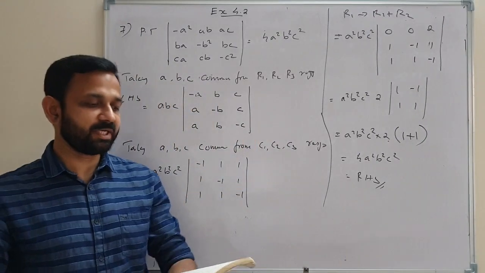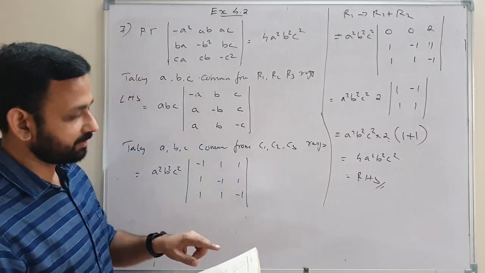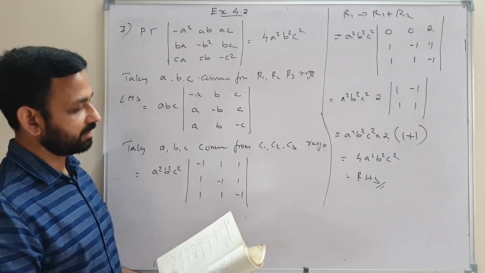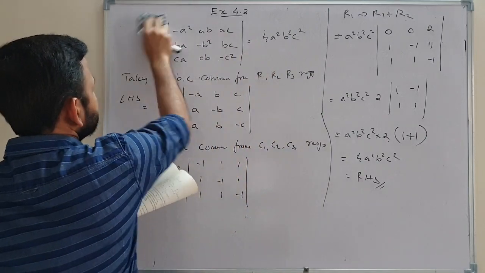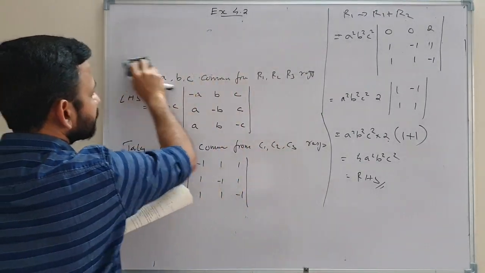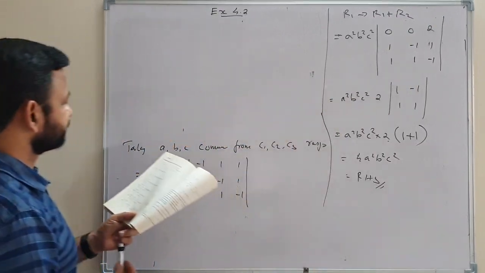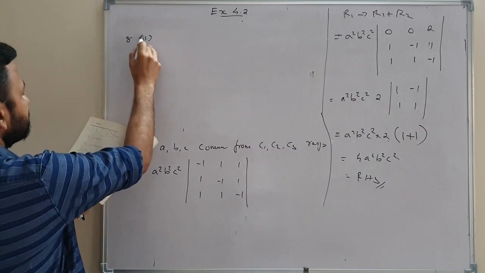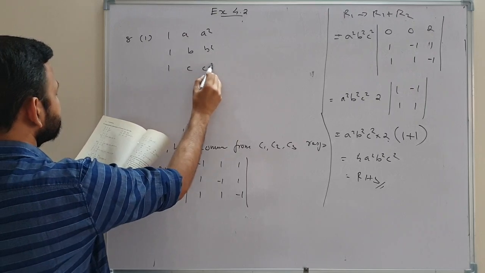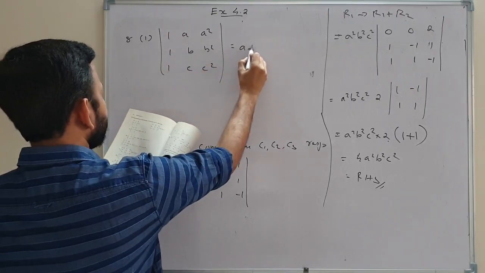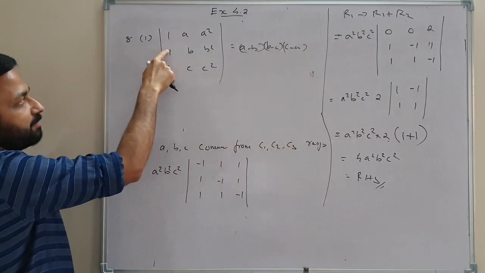And here I didn't explain question number 8. We have two parts there. In question number 8, we have 1, 1, 1. So just I will do the 8th question. Question number 8. 8th question first part. 1 A square, 1 B square, 1 C square equal to A minus B, B minus C and C minus A. So here we can easily make zeros here.